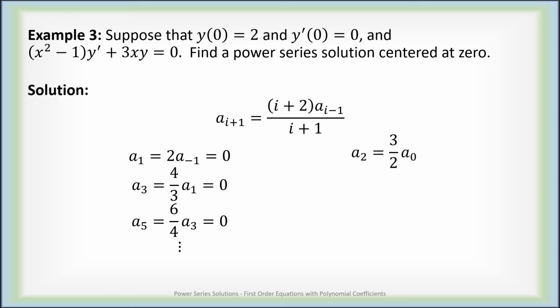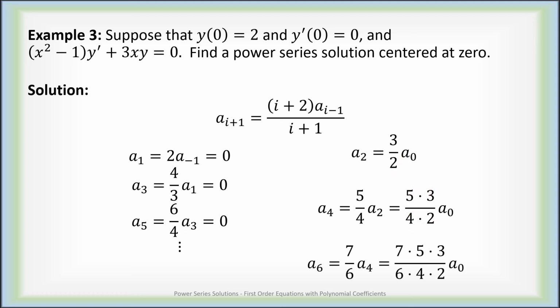Well, a2, if I set i equals 1 here, I get a2 is 3/2 times a0. a4, by setting i equal 3, is 5/4 times a2, but a2 was this, so we get 5 times 3 over 4 times 2 times a0. a6 will reduce to 7 times 5 times 3 over 6 times 4 times 2 times a0.